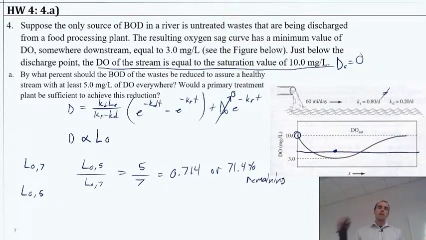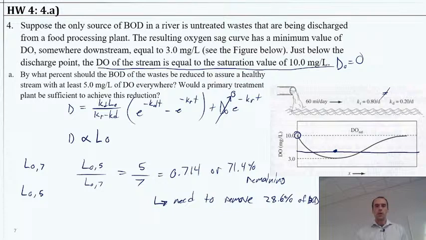So if we have 71.4% of this ultimate BOD that can be remaining, that means we have to remove about 28%, 28.6%. BOD. Okay. So it's a kind of simple way of approaching this problem.